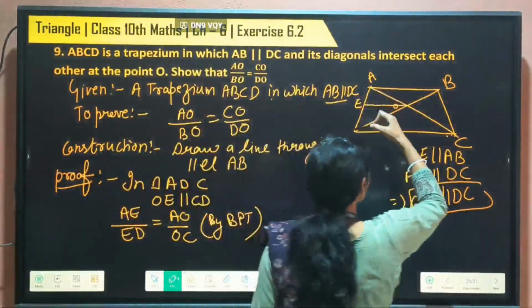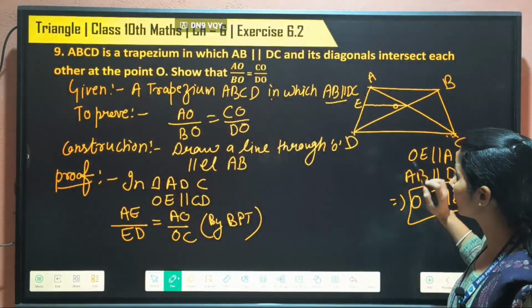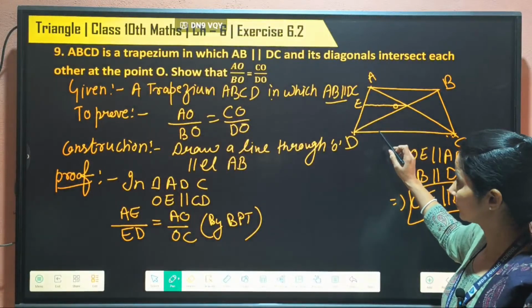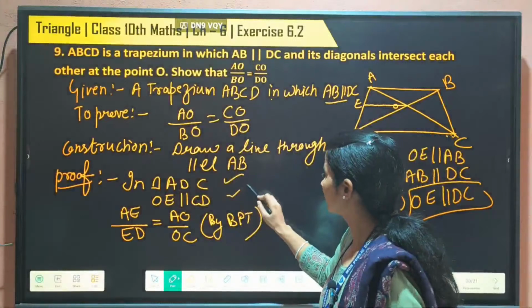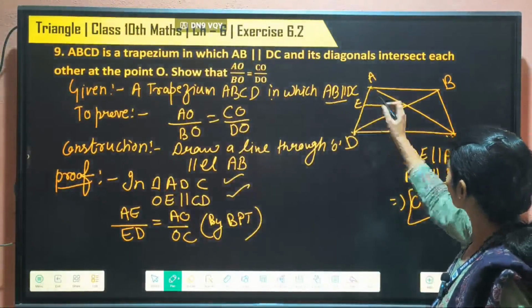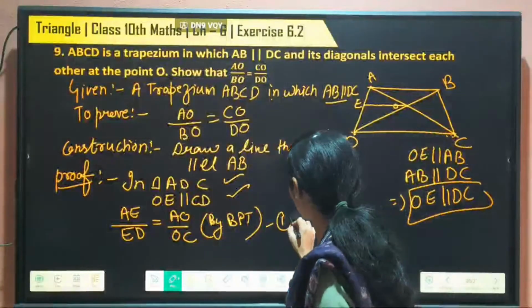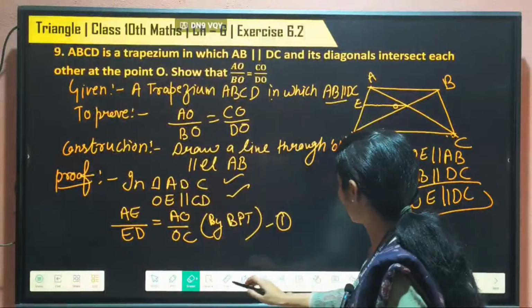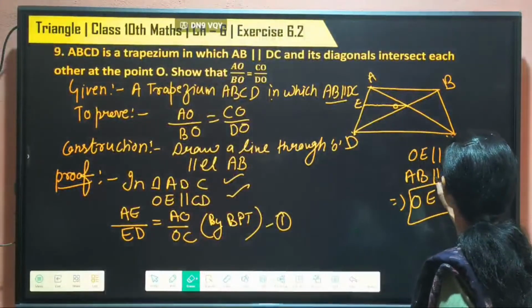In this triangle ADC, this OE is parallel to DC. Okay, OE is parallel to CD. Now by BPT I can write AE by ED is equals to OA by OC. So equation number 1. Now equation number 2. How can we find out equation number 2?